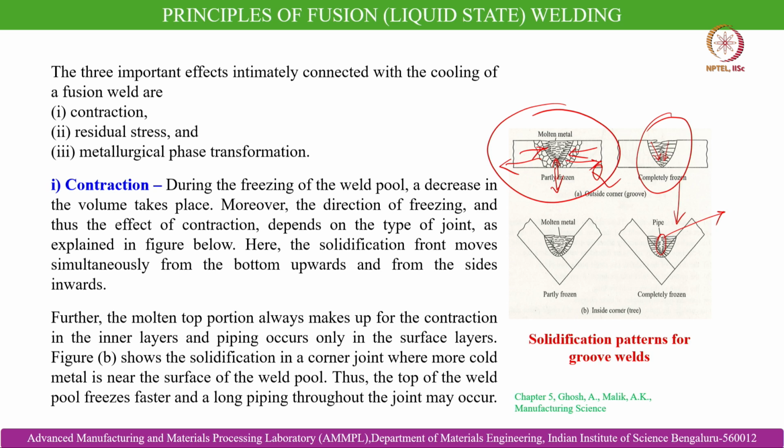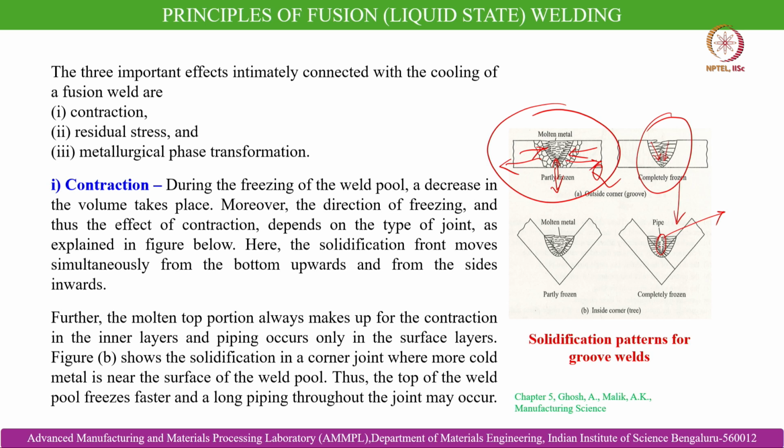So that is a typical example of the kind of defect that can originate in fusion welding processes if the joint design is not done appropriately. Further, the molten top portion always makes up for the contraction in the inner layers, and piping occurs only in the surface layers. Figure B shows solidification in a corner joint, where more cold metal is near the surface of the weld pool, so the top of the weld pool freezes faster and a long piping throughout the joint may occur.